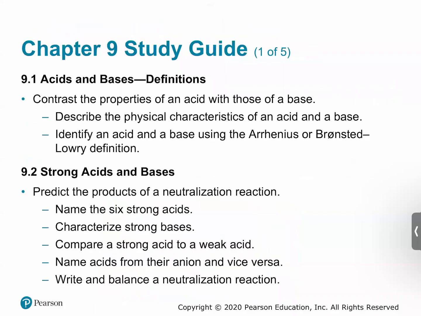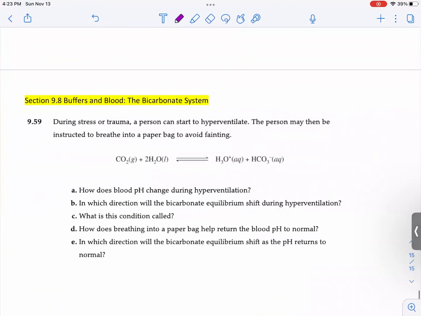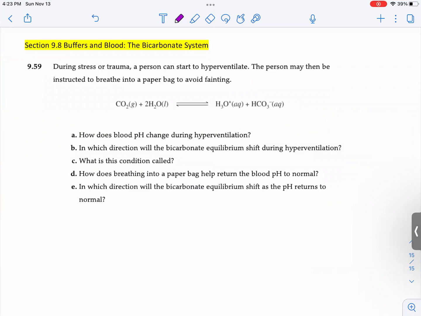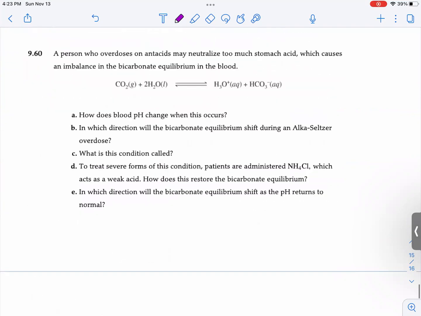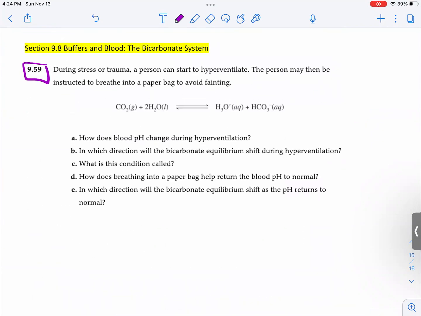I think that's it. And that's it for chapter 9. Let's go and work some of those problems for 9.8. So 9.59, I think that's it. Yep, this is the only one. So during a stress or trauma, a person might start to hyperventilate, right? They're breathing too fast. You're going to give them a paper bag in order to avoid fainting, right? So see the chemical reaction here. How does the blood pH change during hyperventilation?